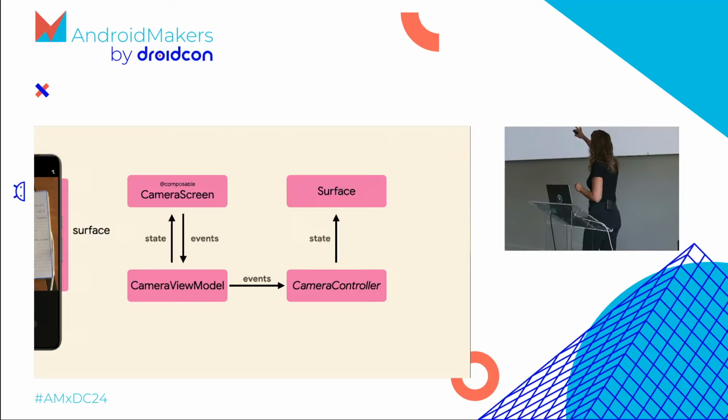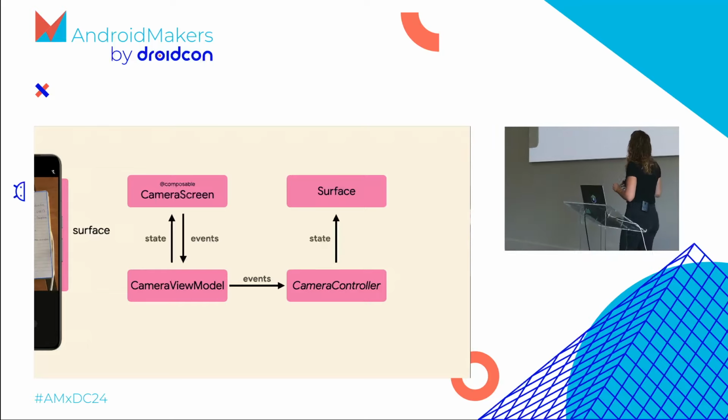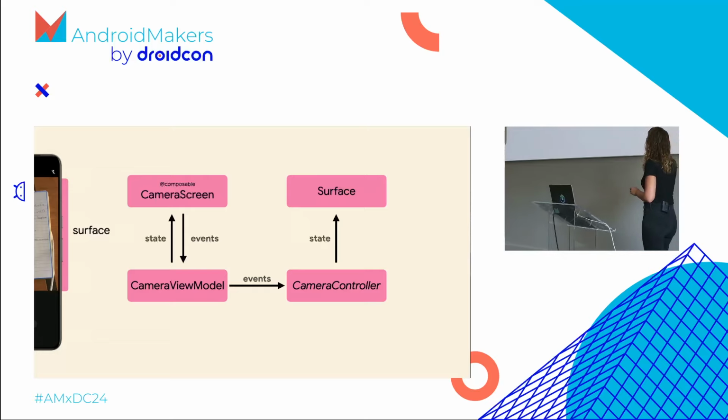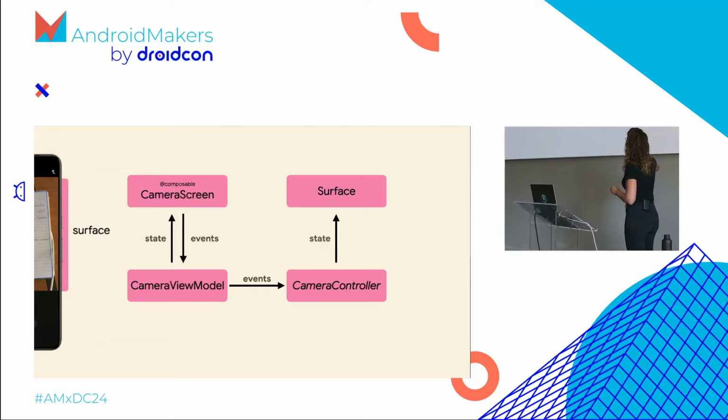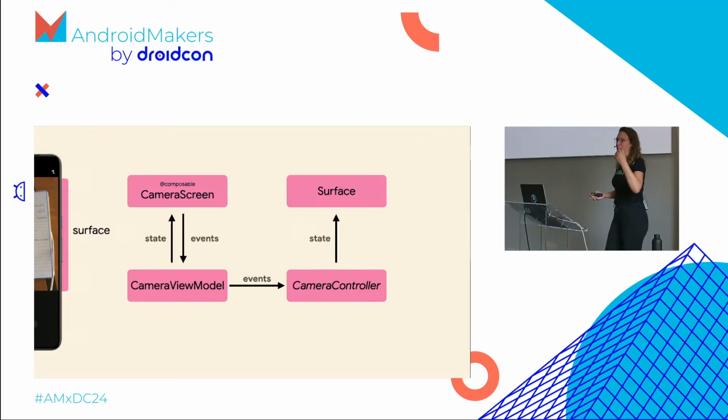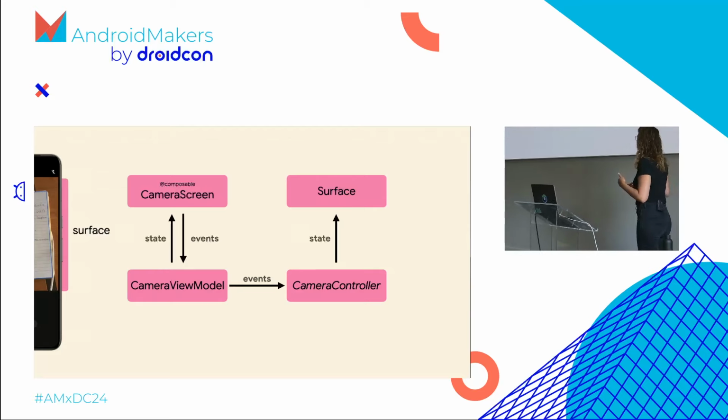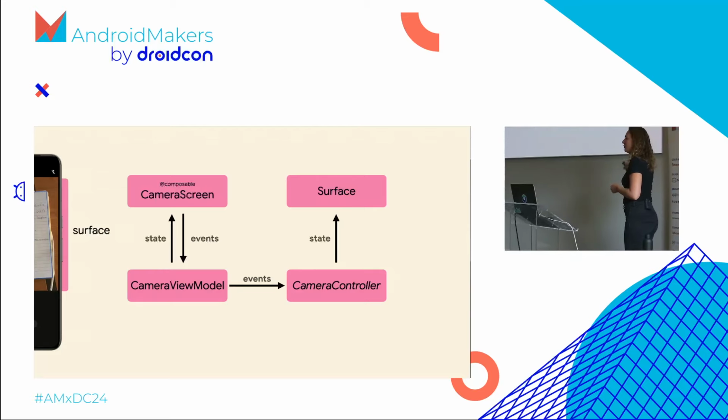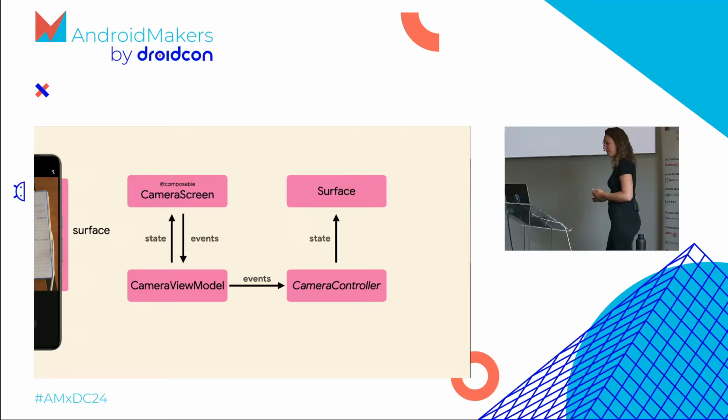So instead of having just that view model and the composable interacting with each other, we have events going to the camera controller and the camera controller passing state to a surface. And that state is the actual rendering. And that goes outside of that whole Compose idea of the UI that re-renders based on recompositions, based on state changes, etc. This is just a very low-level rendering to a surface in your UI. It doesn't go through the normal UI tree.